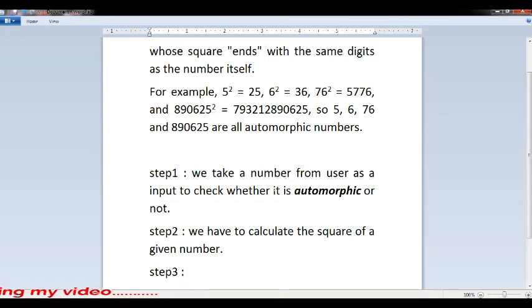Try to analyze. For example, we take 890625. Okay, then we calculate its square.